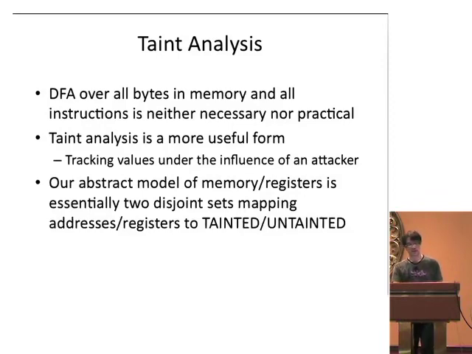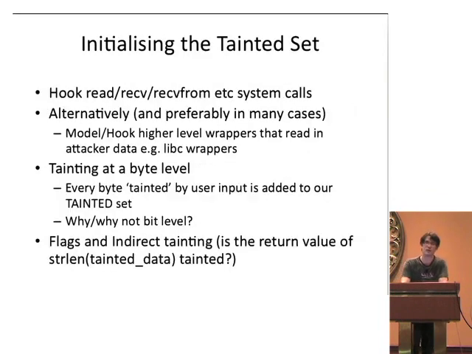We initialize this tainted set basically by hooking reads, receives, receive from, system calls like that, or alternatively higher level wrappers. So basically what you do is every time you see a read instruction, so if it's a read reading in 1024 bytes, you create 1024 new byte nodes in your abstract model. You mark them as tainted by user input. Then every computation that these addresses occur in from then on, until they become untainted, creates new tainted nodes.